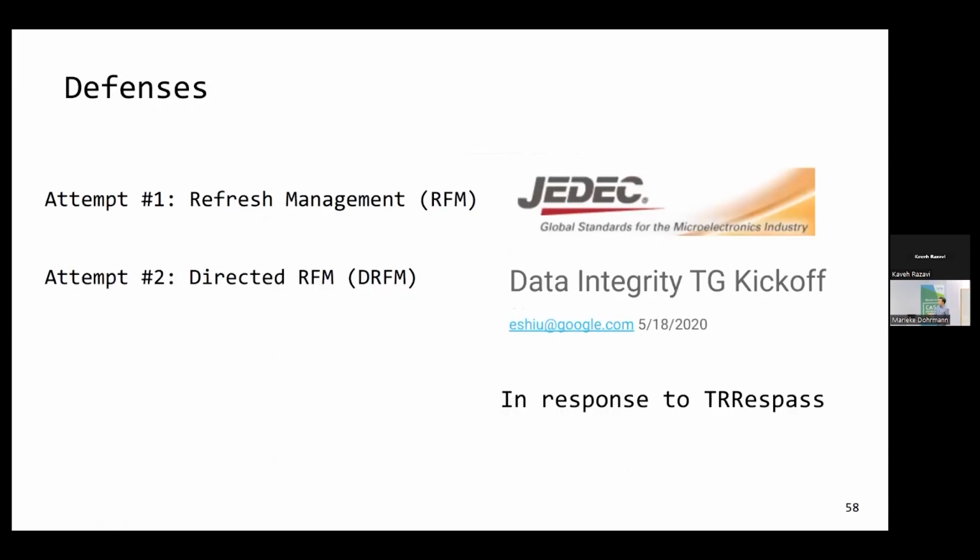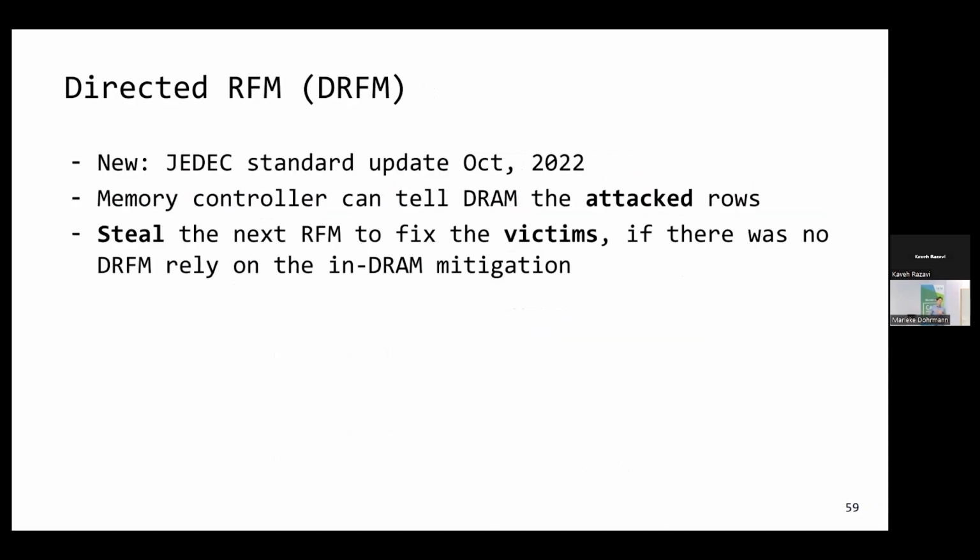The second attempt was directed RFM. This only became public in October last year, so just 2-3 months ago. The idea is that the memory controller can tell DRAM, this row is being attacked, please protect it. Then the next RFM will be hijacked and would try to fix this specific row that the memory controller has said might be attacked.